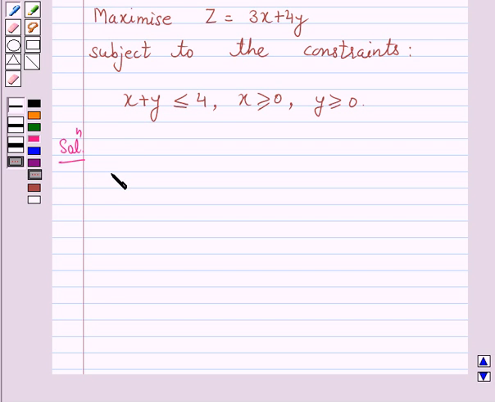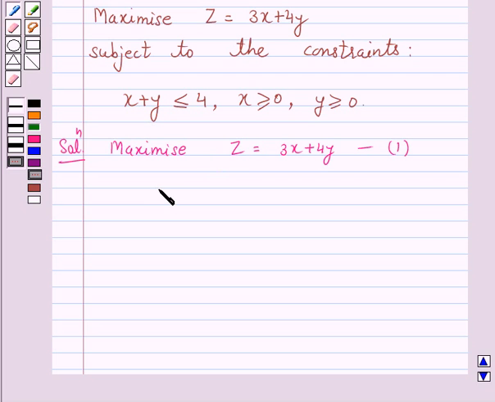Now, according to the given problem, we have to maximize z = 3x + 4y. Now, a linear function z = ax + by, where a and b are constants, which has to be maximized or minimized, is called a linear objective function. So in this problem, z = 3x + 4y is our objective function. So let us give this as number 1. Now here, x and y are called the decision variables.